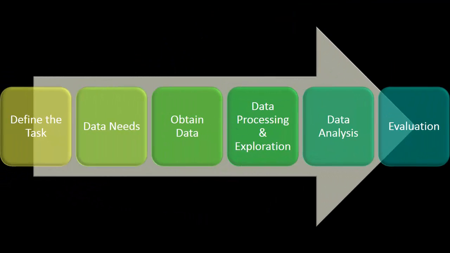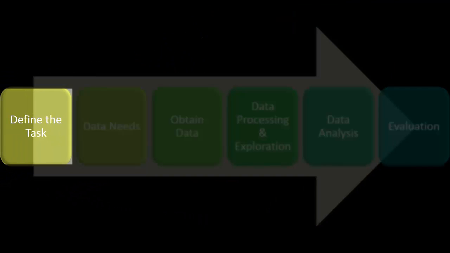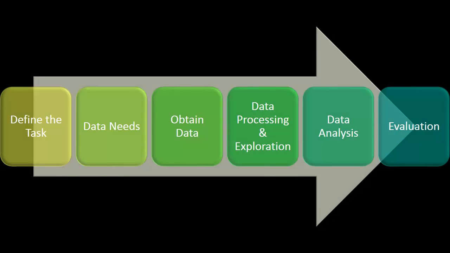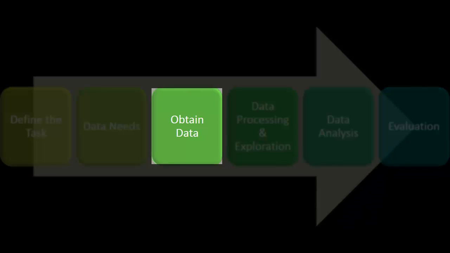We'll begin by outlining our remote sensing workflow. We've already defined the task, which is to create lake polygon boundaries. Next, we need to determine our data needs. Data needs, of course, are a balance between what you'd like to have, what's available, and what you can afford. In this particular case, we're going to use freely available Landsat satellite imagery. We're going to obtain that data from the USGS GLOVIS site.